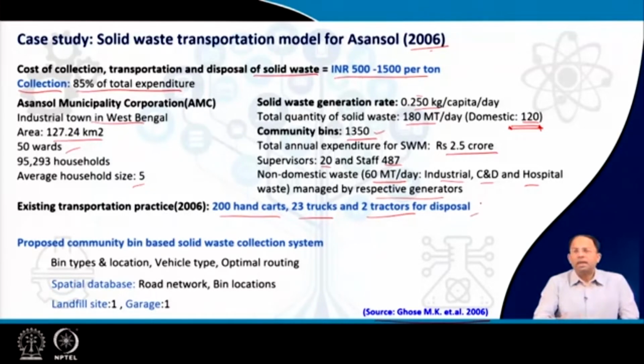Now, what did this study propose? It proposed different new types of bins and their location instead of standard community bins which was there earlier. Then vehicle types, it also proposed new vehicle types compared to what was there, and also the optimal route for these particular vehicles. Initially the spatial database was created, that is the road network and the bin locations. These were actually put on the map itself, and the location of the landfill site and garage, both of them, one landfill site and one garage is being considered.